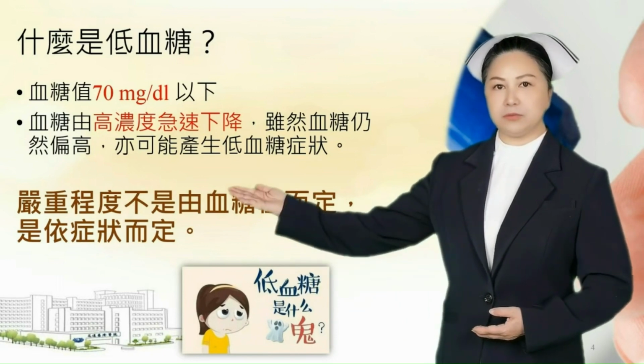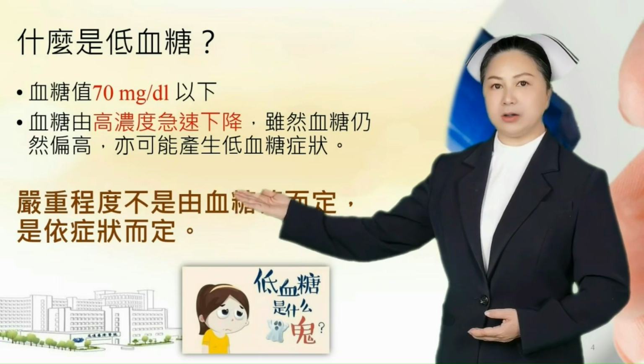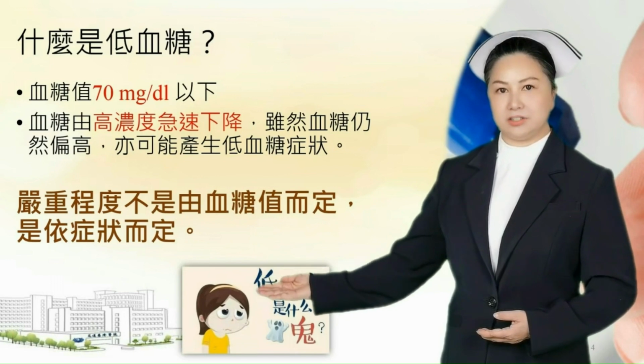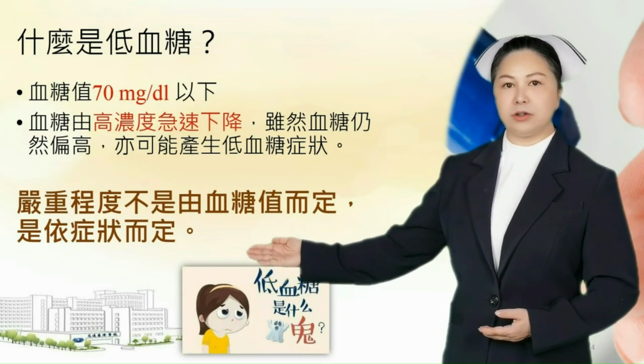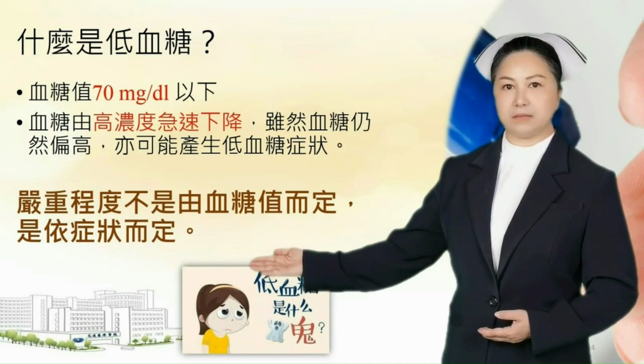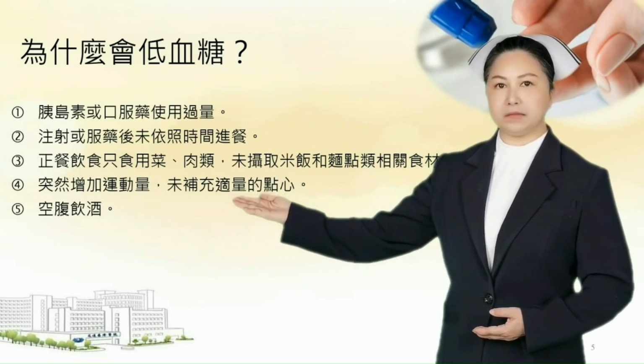Blood sugar that drops rapidly from a high concentration, although blood sugar is still high, may also cause symptoms of hypoglycemia. Be careful here. The severity of hypoglycemia is not determined by blood glucose levels, but by symptoms. Why does hypoglycemia occur? First, an overdose of insulin or oral medication.